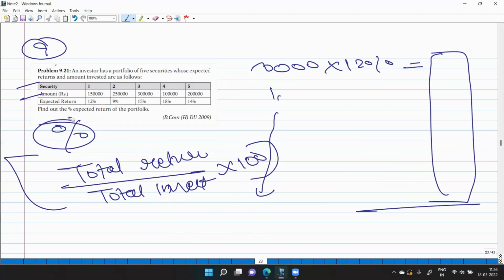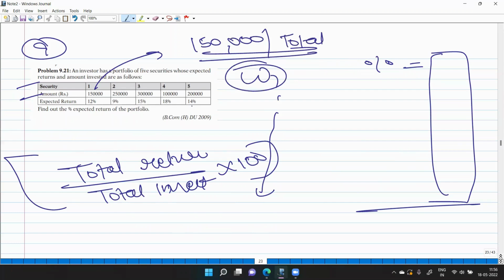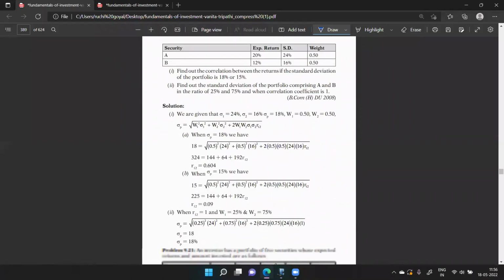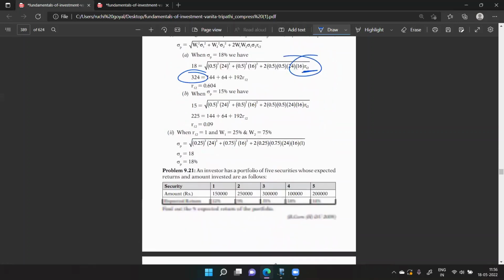बुक ने कैसे किया है, बुक ने इसे पहले वेट्स में कन्वर्ट किया. वेट्स में कैसे कन्वर्ट किया, 1,50,000 डिवाइडेड बाय टोटल इन्वेस्टमेंट. ठीक है, you get the weights का परसेंटेज and then you simply multiply by 12% and ऐसे and you will get your expected return. See, this is what we did in the last question. We had to find out just this value. ये सब हमें given था.